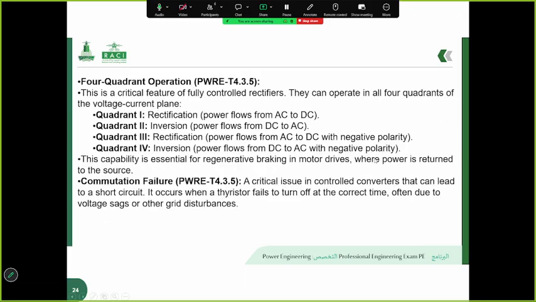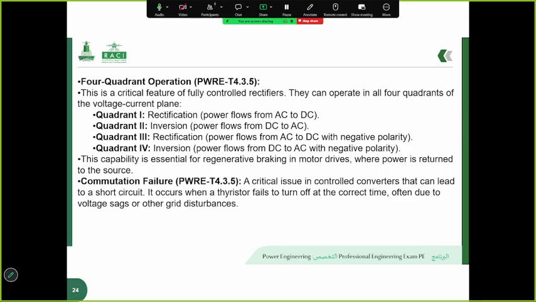Okay, this slide discusses the concept of four quadrant operation in fully controlled rectifiers, which is one of the most important features of controlled power electronic converters. Four quadrant operation means that the converter can operate in all regions of the voltage-current plane, allowing bidirectional control of both voltage polarity and power flow direction.